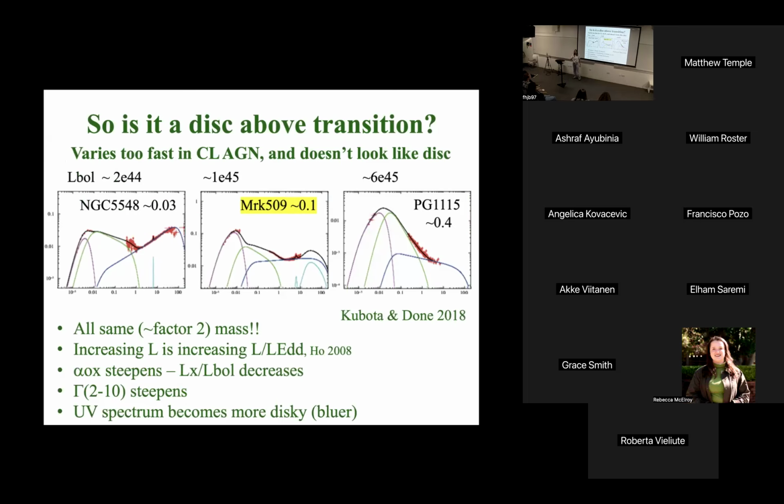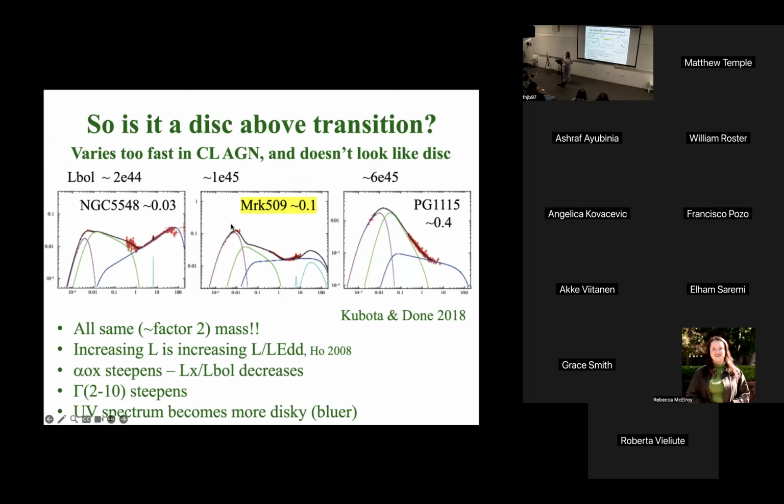But even above the transition, we've got huge problems in AGN. Above the transition in the stellar mass binaries, it looks like a disk, it varies like a disk. Above the transition in AGN, it doesn't. It varies too fast, and it just doesn't look like a disk.